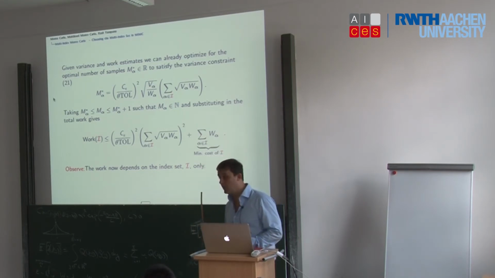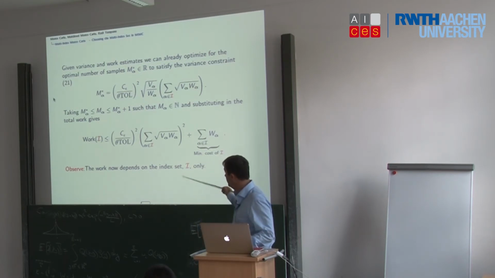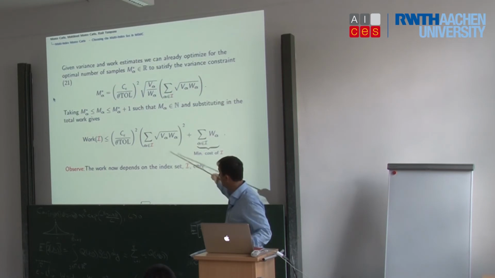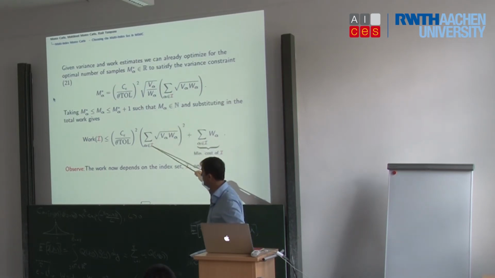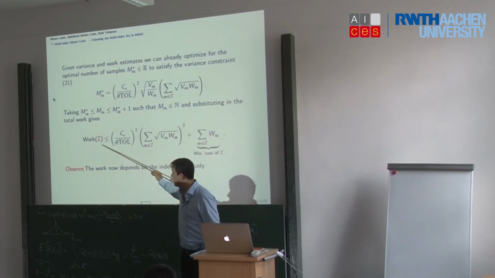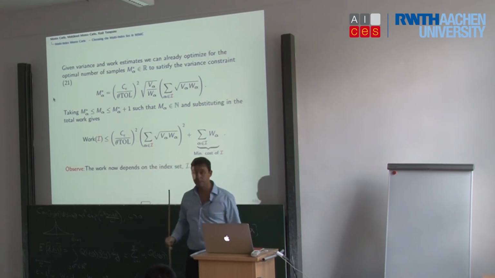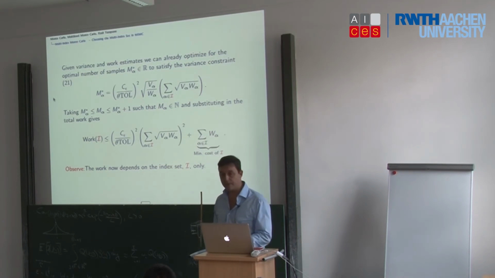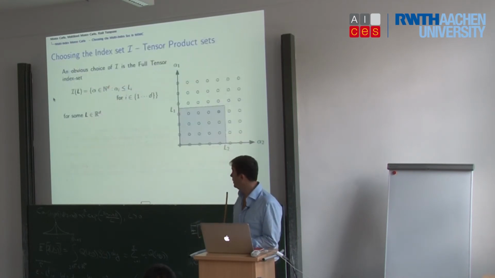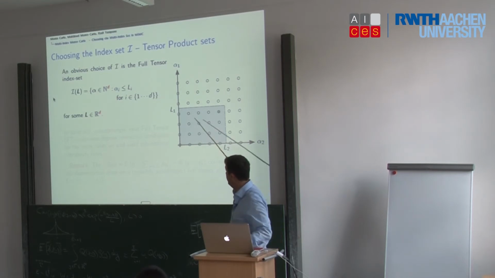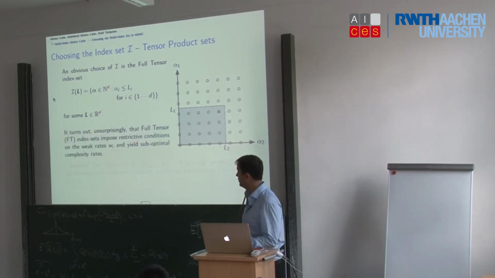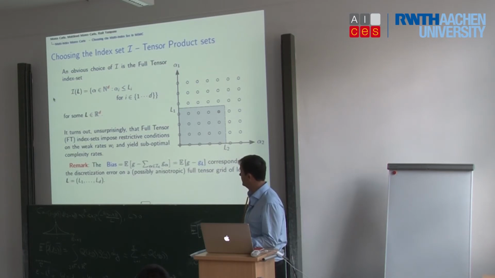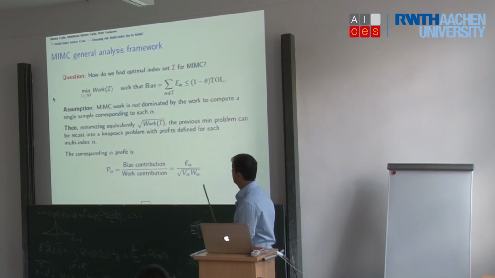Yes? So again, it looks deceivingly close as before, but we have to decide what is the I now, because once you substitute the optimal M's, the work depends on I only, and this is why I emphasize here work of I. So we have to choose the I optimally to achieve a certain bias with minimal work. If you just use trivial choices like a full tensor type, you don't get optimal complexity.